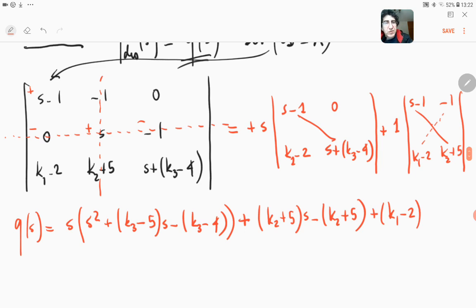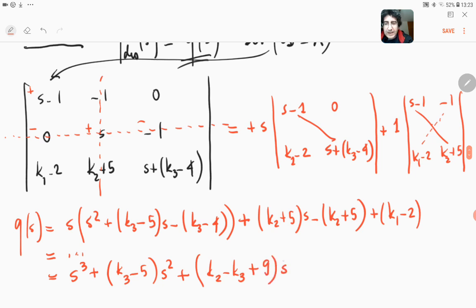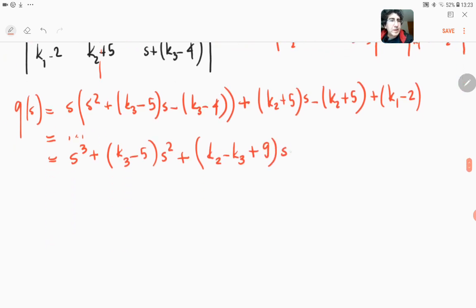So when we expand and regroup the same powers of S, you will get simply S cubed plus, and please check that for me, K3 minus 5 times S squared plus K2 minus K3 plus 9 times S plus K1 minus K2 minus 7. Okay, so that is our Q of S.